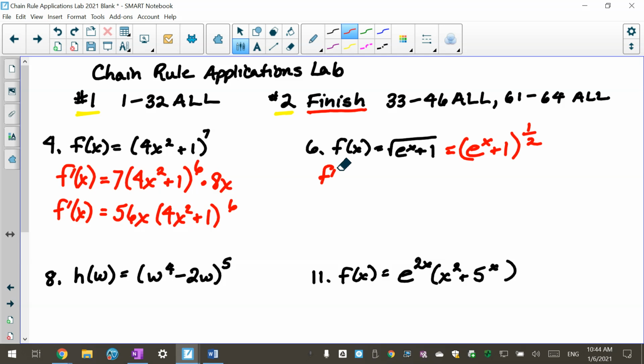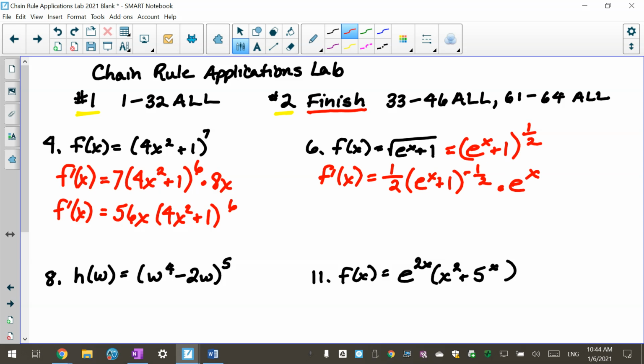So I'm going to do f prime of x. I'm going to do the derivative of the outside, or the derivative of the mother. So it's going to be 1/2. Don't touch the baby, raised to the negative 1/2. That's the outside, times the derivative of the baby. So I'm going to go inside and do the derivative here. And the derivative of e to the x is e to the x. And the derivative of 1 is 0.